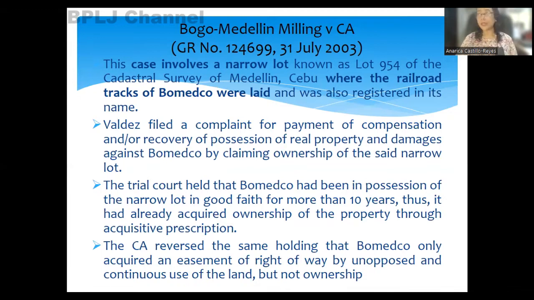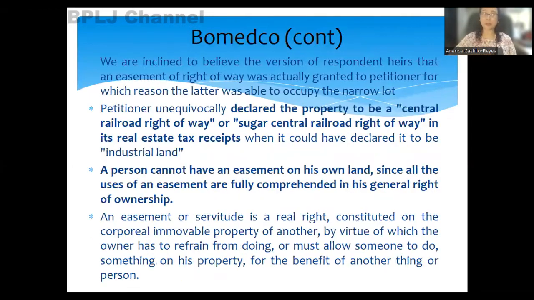The trial court held that Bomedco had been in possession of the narrow lot in good faith for more than 10 years. Thus, Bomedco has already acquired it by prescription. But the issue is whether or not Bomedco has really acquired the narrow lot on which the railroad tracks were built through prescription.